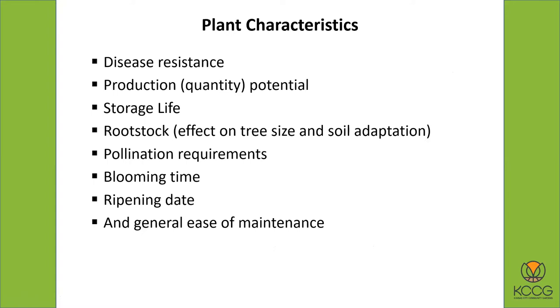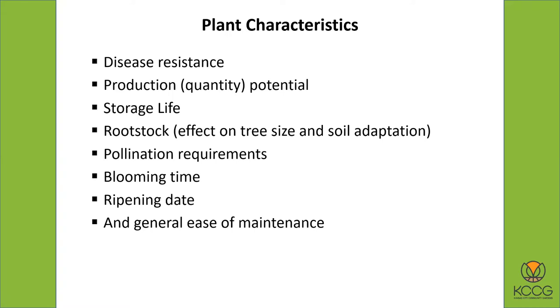So when we're talking about some of the plant characteristics in selecting fruit trees, we like to have disease resistance. And we'll talk about what that means as we go through fruit by fruit. You want production, of course. That's why you're planting fruit trees. In some cases, you want storage life. You want an apple that's going to still be firm in the crisper for 3 or 4 months.